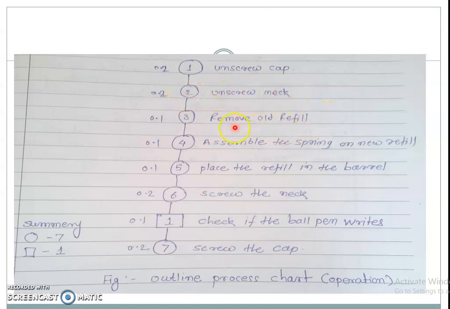This is the second operation. Then remove the older refill. This is the third operation. Then assemble the spring on the new refill. Then place the refill in the barrel. Then screw the neck. All these are the activities and operations. So these are the 6 activities, and at last we have to check if the ball pen writes. So this is inspection, and if it writes well, then we have to screw the cap. This is the simple outline process chart for putting a refill in the pen.